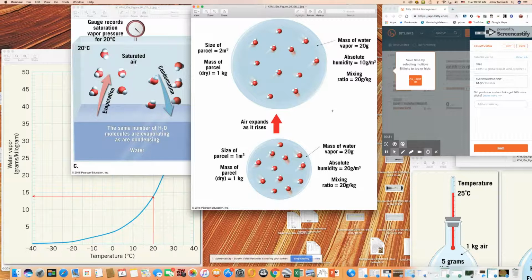But the mixing ratio is one that we'll often use because it's independent of the volume of the air. As the air moves around, it's going to change its volume, but it doesn't change its mass.